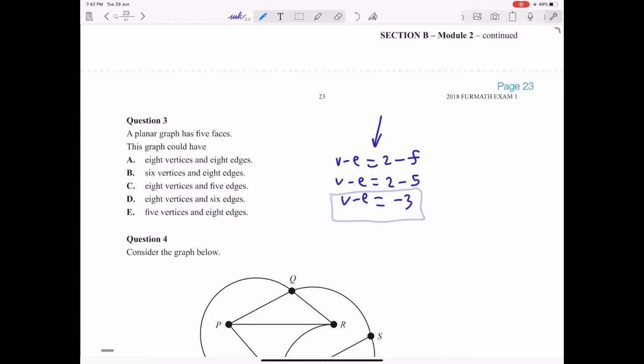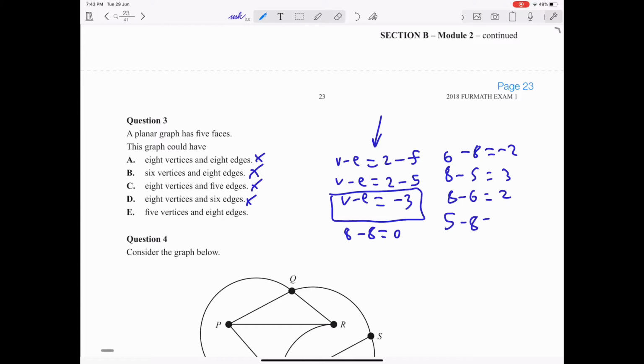So let's try option A, V minus E. 8 minus 8 equals 0. That doesn't equal -3, so that's wrong. Next, 6 vertices minus 8 edges equals -2. That doesn't equal -3, so that's wrong. 8 vertices minus 5 edges equals 3, so that's wrong. 8 vertices minus 6 edges equals 2. That doesn't equal -3, so that's wrong. 5 vertices minus 8 edges equals -3. So therefore, E is the correct answer as it follows the rule we have found.